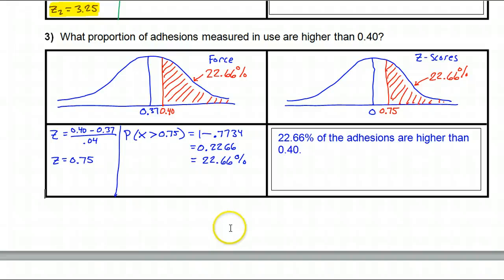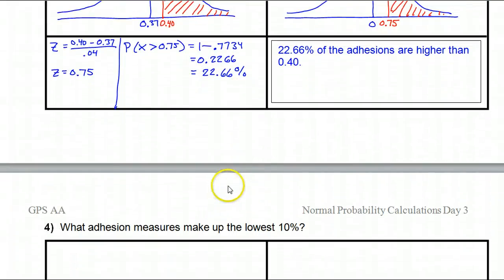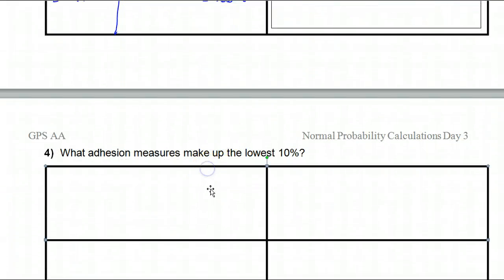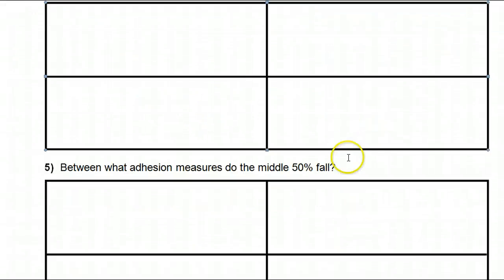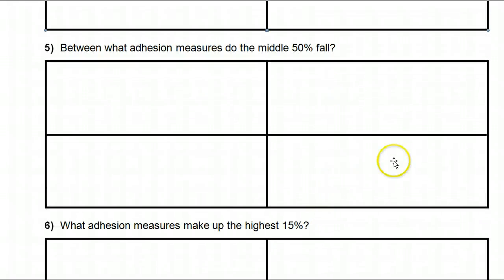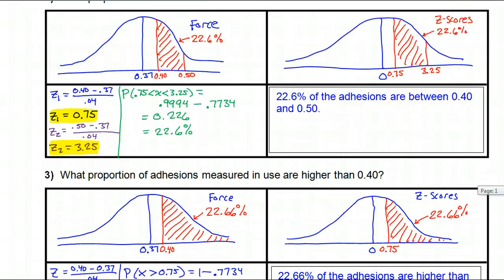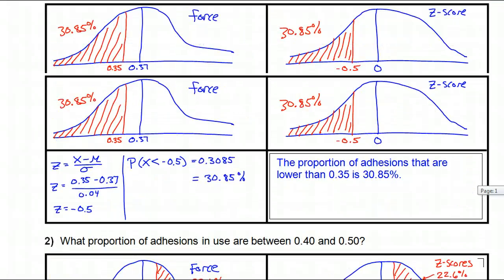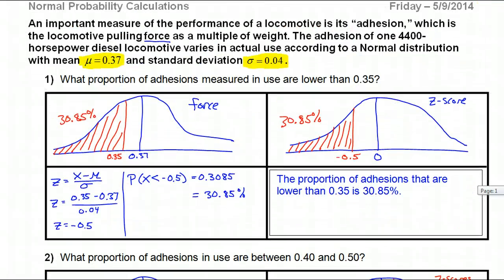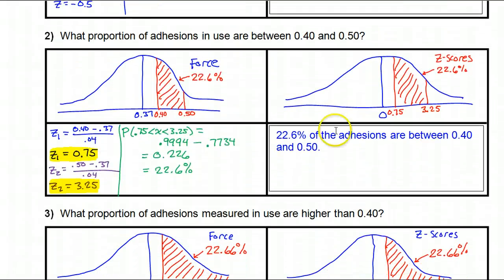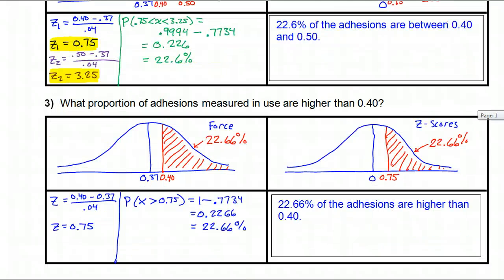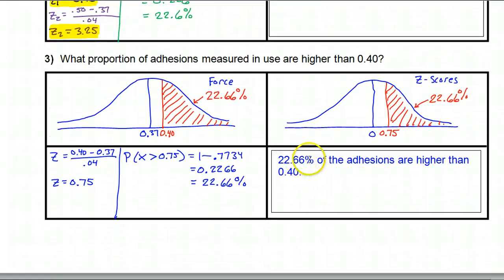Alright, let us shuffle on down to problem number 4. Now, these problems on the back are the other kind. So far, on all these questions, I've been asking you for the proportion or the percent. So, on problem number 1, we found the answer was 30.85%. We were looking for 22.6%. We came up with 22.66%.